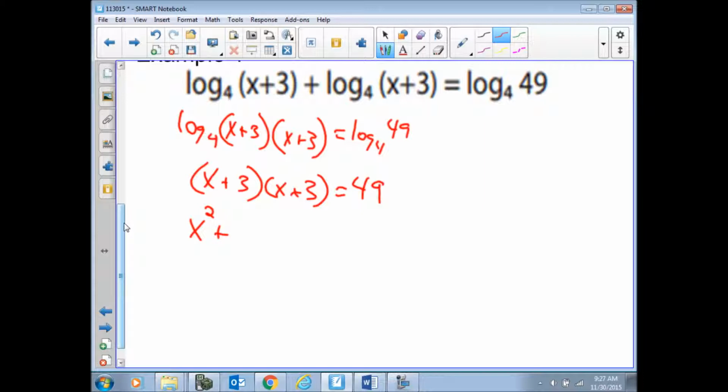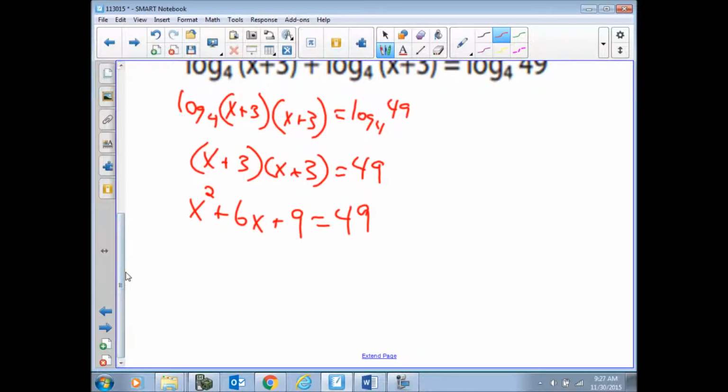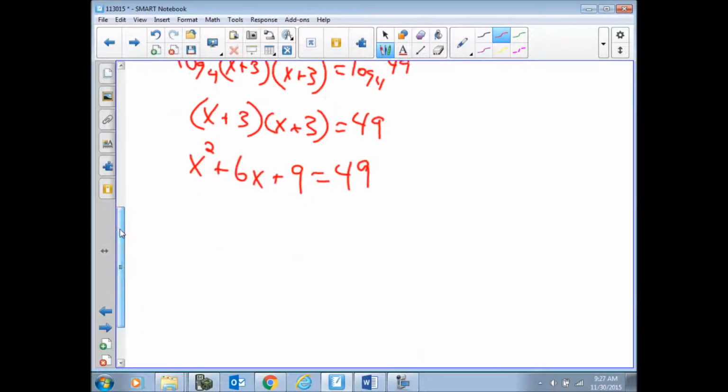Yeah, 3x. All right, now let's do 3 squared. So you have 3x and 3x, which is going to give us what? 6x, right? Plus 9 equals 49. Subtract 49, subtract 49, and you end up with x squared plus 6x minus 40 equal to 0.